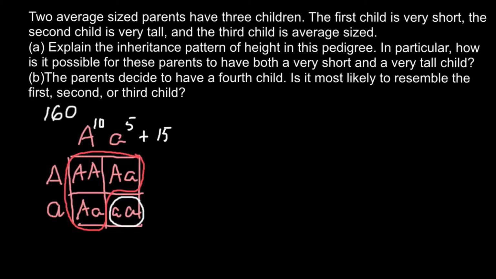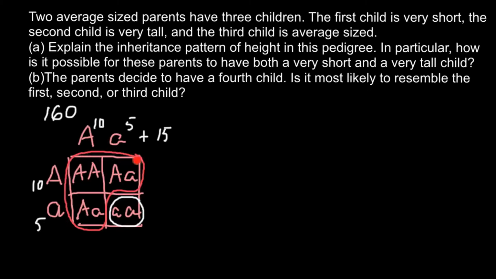So this parent would be 175. 160 plus 10 plus 5, total 15. So his tallness would be 175 centimeters. And the same is true for parent 2. So we have 10 centimeters here and 5 centimeters for the recessive allele a. But now we would have a different picture here.